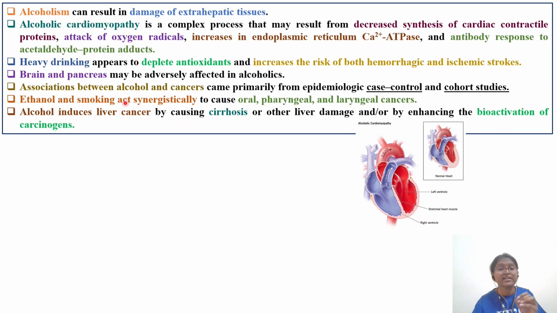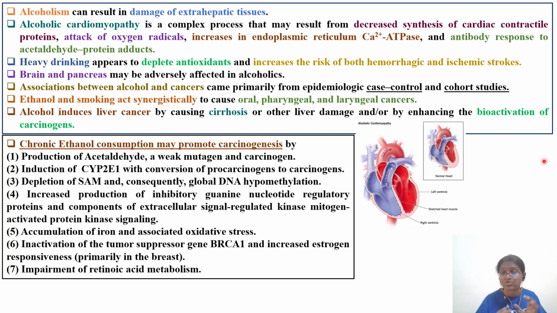I have seen ethanol and smoking act synergistically. So potentiation, synergistic, all this. Whenever an alcoholic person is also smoking, you have a synergistic effect to cause oral, pharyngeal, and laryngeal cancer. Alcohol induces liver cancer by causing cirrhosis. Fatty livers we have seen, how steatosis takes place we have seen, and other liver damage by enhancing bioactivation of carcinogens. So those carcinogens which were in the pro-carcinogenic stage also got activated and turned into carcinogens.